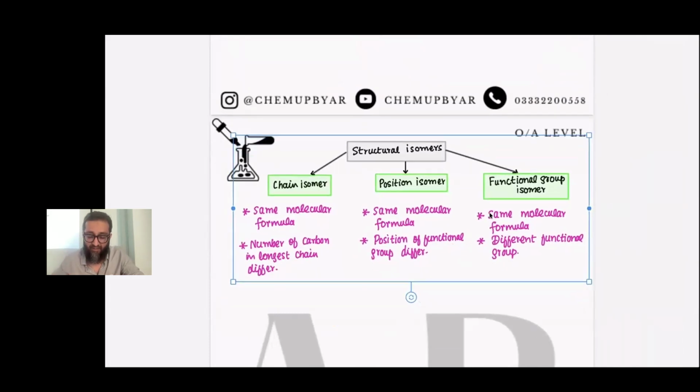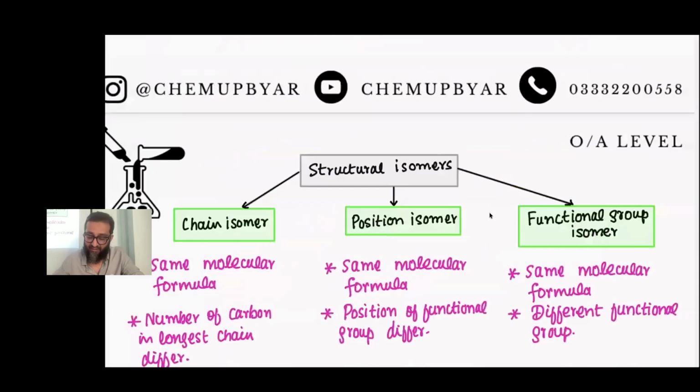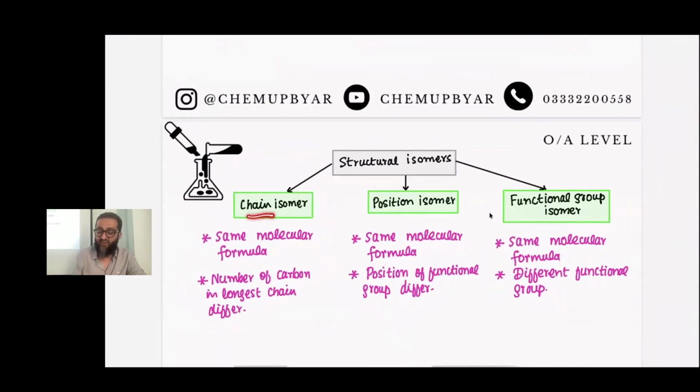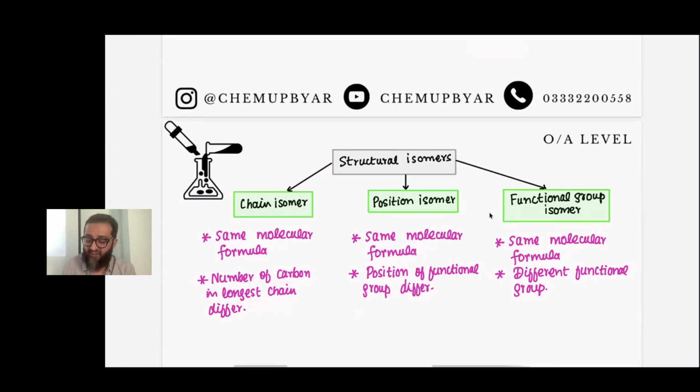So here we go. As we have discussed earlier, there are three types of structural isomer: chain isomer, position isomer, and functional group isomer. Actually their name is telling you the difference. When we say chain isomer, it means these are isomers with the same molecular formula, but the difference is the number of carbons in the longest chain. Their longest chain would be different. Then these are considered chain isomers. Then the position isomers, what happens? They are relatively very easy as well. Same molecular formula, but the position of the functional group differs.